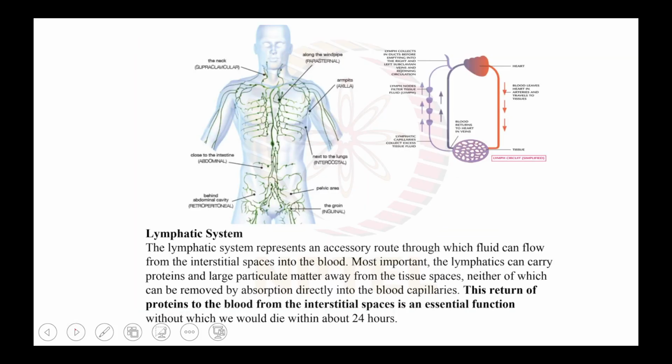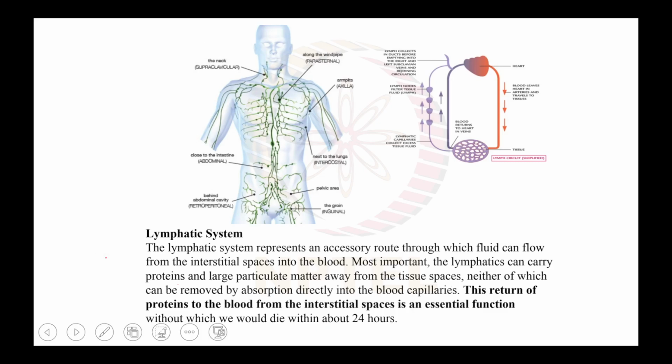So this is all about our lymphatic system. The lymphatic system represents an accessory route through which fluid can flow from the interstitial spaces into the blood. Most important, the lymphatics can carry proteins and large particulate matter away from the tissue space, neither of which can be removed by absorption directly into the blood capillaries. This return of the proteins to the blood from the interstitial space is an essential function without which we would die within 24 hours.